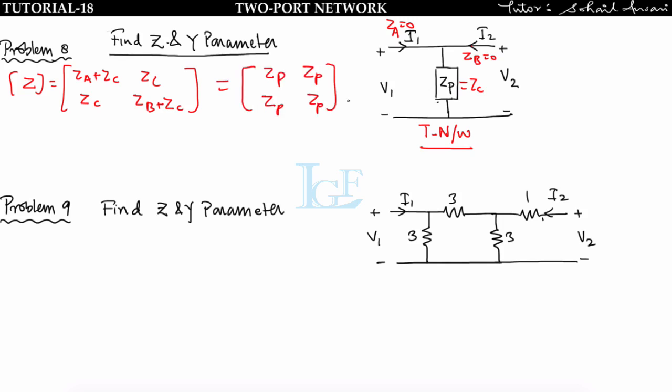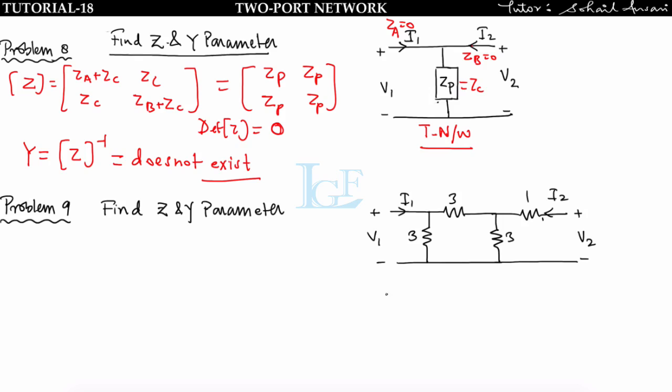Now you have to find the Y parameter. We know that Y is equal to the inverse of Z, and in order to find the inverse of the Z matrix, first we have to find the determinant, and if we find the determinant, then I am getting the determinant of Z is equal to ZP square minus ZP square, that is equal to 0. So the inverse of the Z matrix is not possible, so the Y parameter does not exist, means it cannot be defined. Got it?